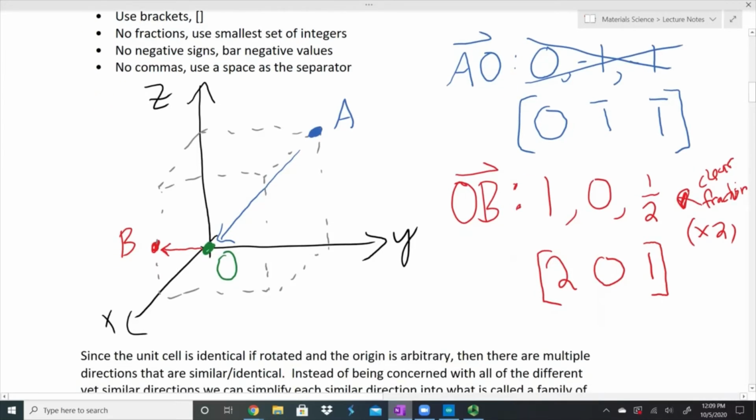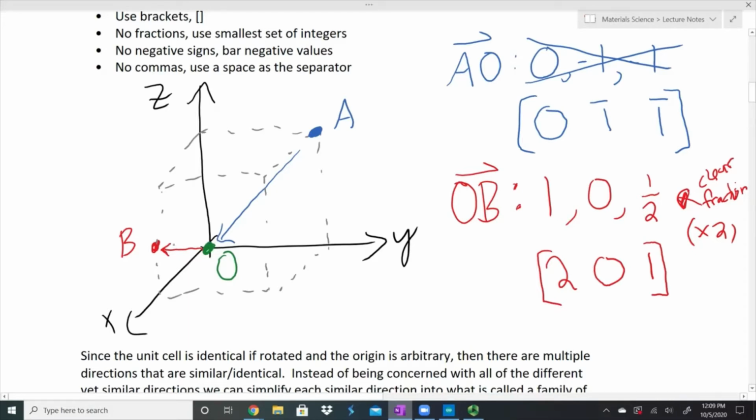There are a couple things that we might want to talk about here, so we'll go ahead and do it. Remember, since this unit cell is identical if rotated, and this origin that we picked is completely arbitrary, then there are going to be multiple directions that are virtually similar. They're going to be identical. Take B, for instance, here.